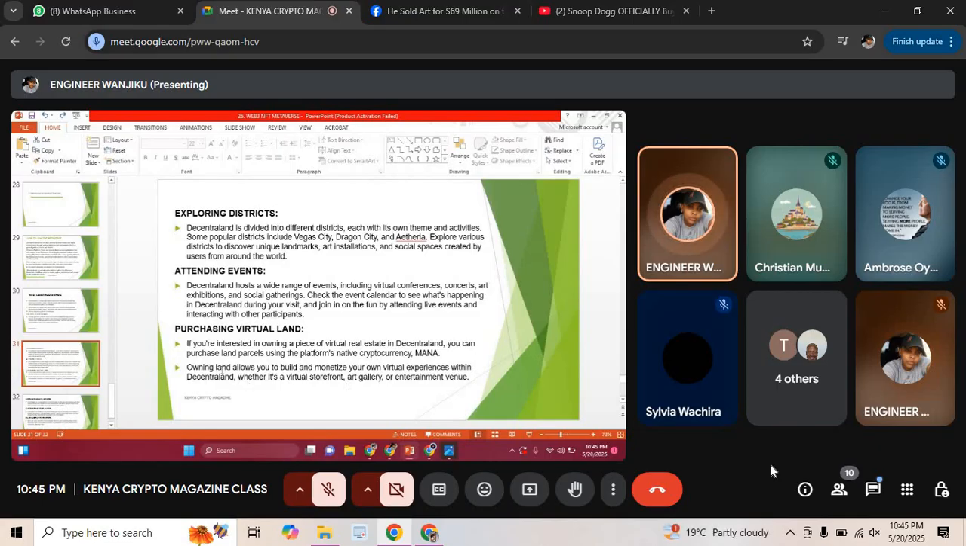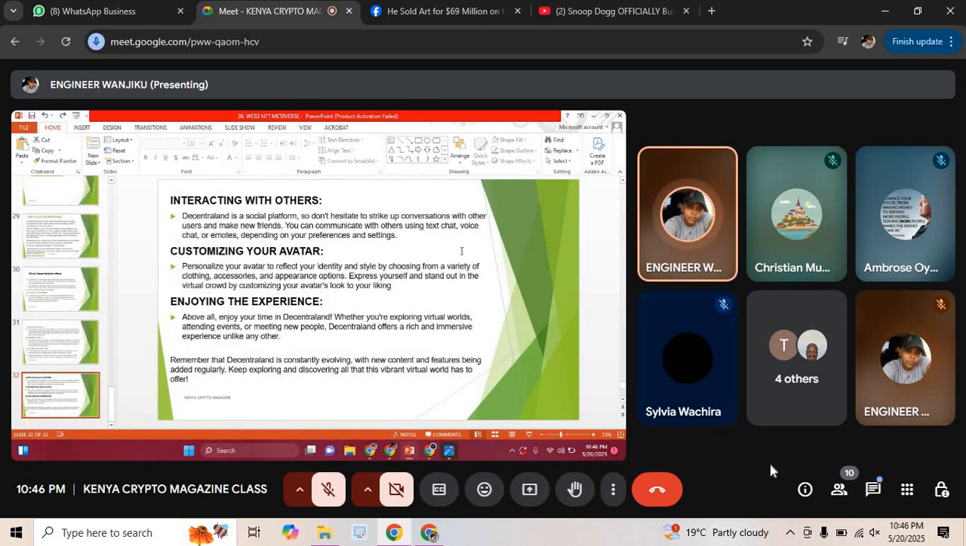Owning land allows you to build and monetize your own virtual experiences within Decentraland. Whether it's a virtual storefront or an art gallery, maybe you're an artist: post your art as NFTs, then come to Decentraland, own a land, and create a virtual store, a virtual art gallery where you can display all your art. I've lost count.